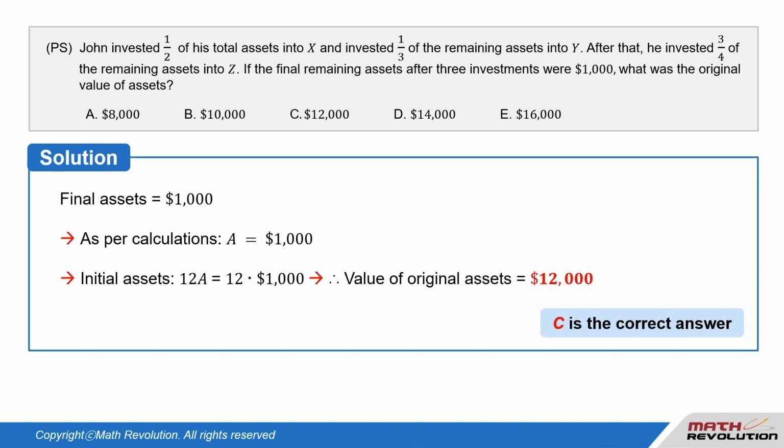Very good. Be sure to start solving the question with 12A and avoid using fractions and decimals as much as possible. This is the secret of the Ivy approach that saves you time and helps you get more correct answers.